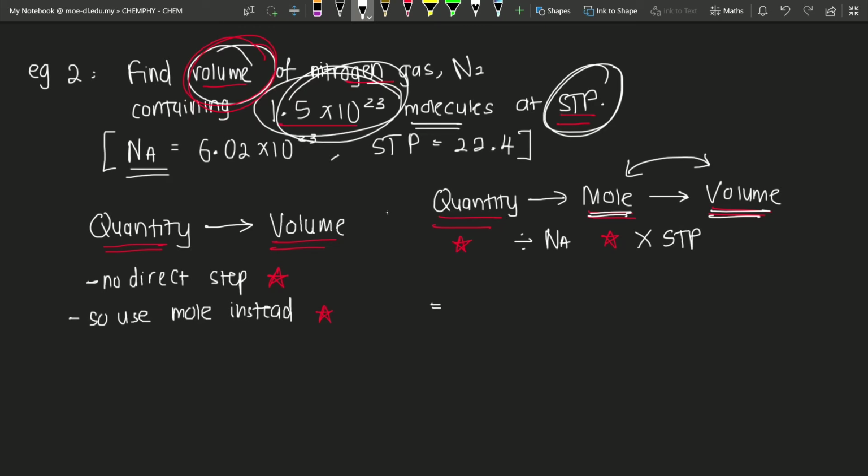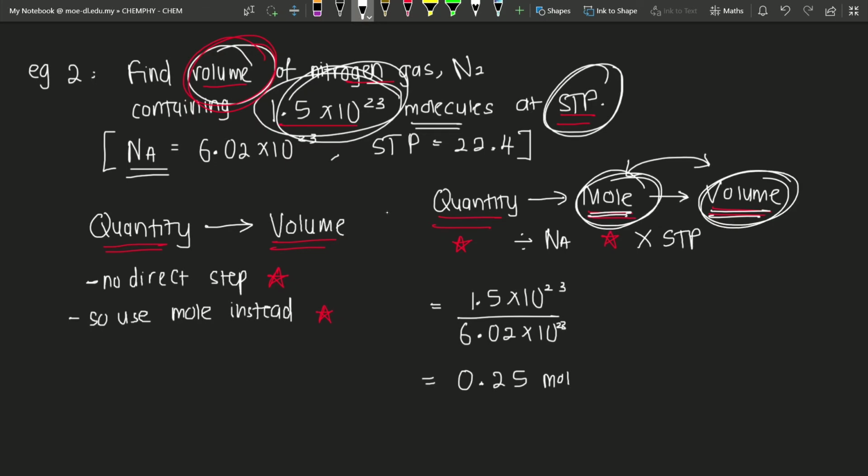So first step, quantity to mole, you divide by Avogadro. 1.5 × 10^23 is the number of molecules in nitrogen gas. Divide by Avogadro, which the question gives as 6.02 × 10^23. You will get the mole, which is 0.25. The unit for mole is mol, don't forget to write the unit. Now you have the mole. The question asks for volume, so from mole to volume you multiply by our connection, STP. Mole times STP, 22.4. Finally, you will get 5.6. The unit for gas must be in dm3.